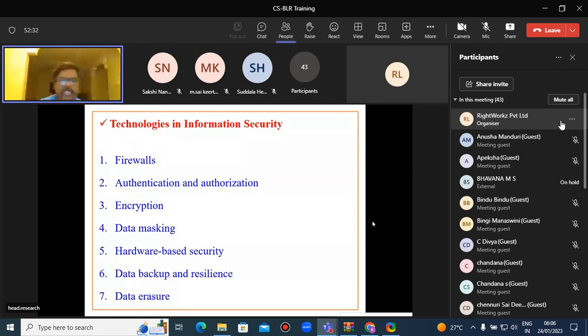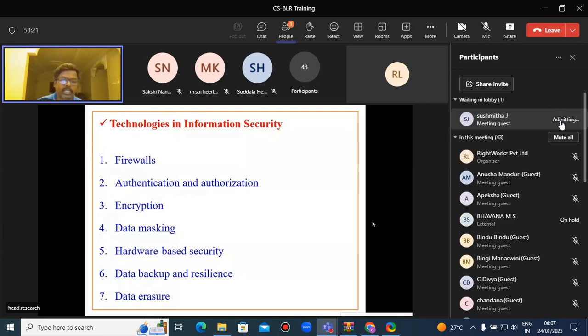Technologies in information security: firewalls, authentication and authorization, and encryption. A firewall is network-level security to protect against network-related issues, threats, cyber crimes, etc. Authentication and authorization: if you are an authorized person, you have privileges to edit the data. Encryption is a process of converting one form to another form with the help of an encryption key, from plain text to cipher text. Then data masking is converting one form to another form.